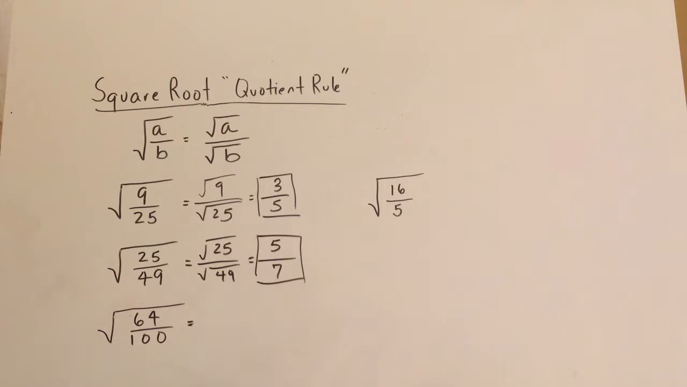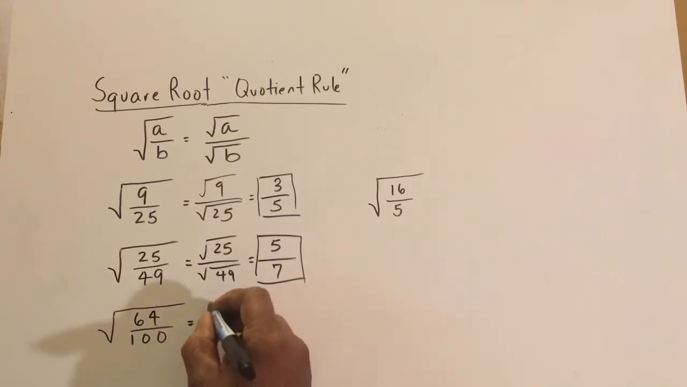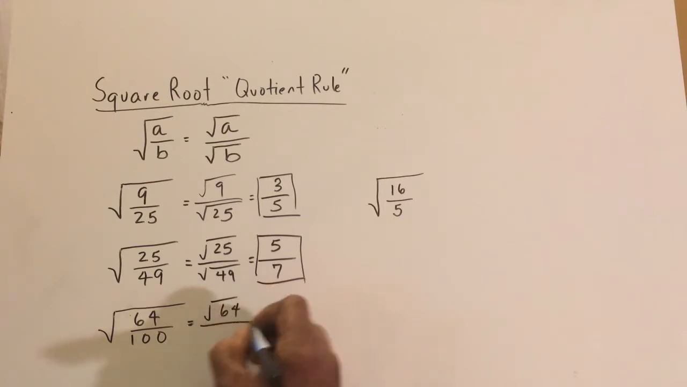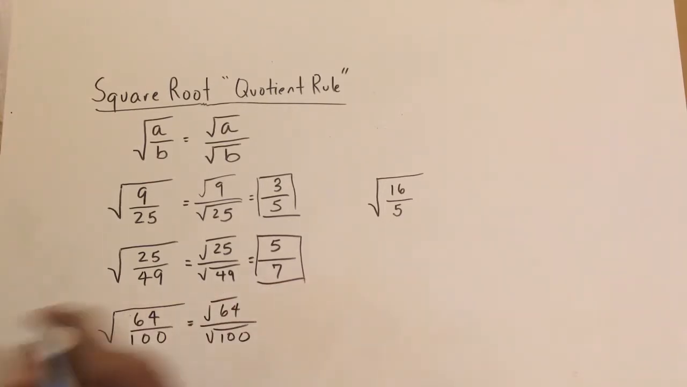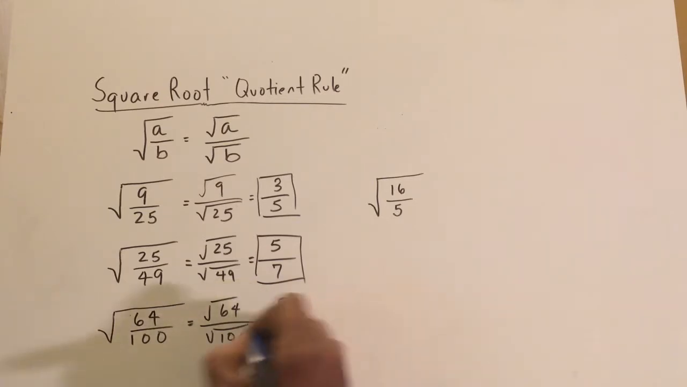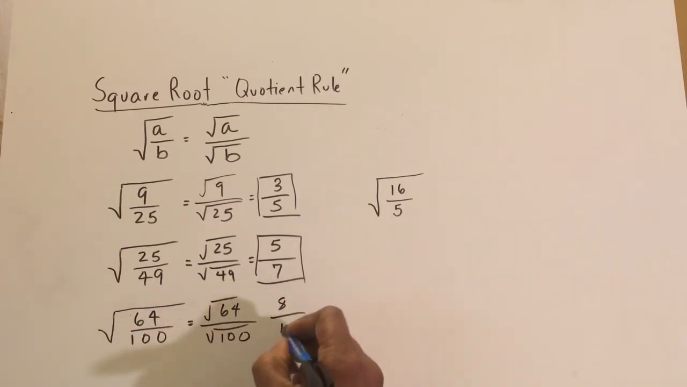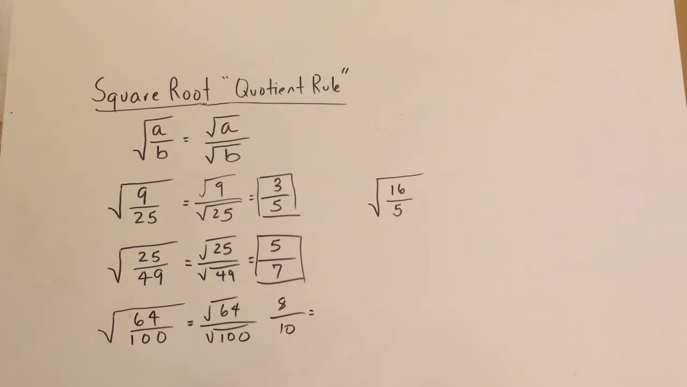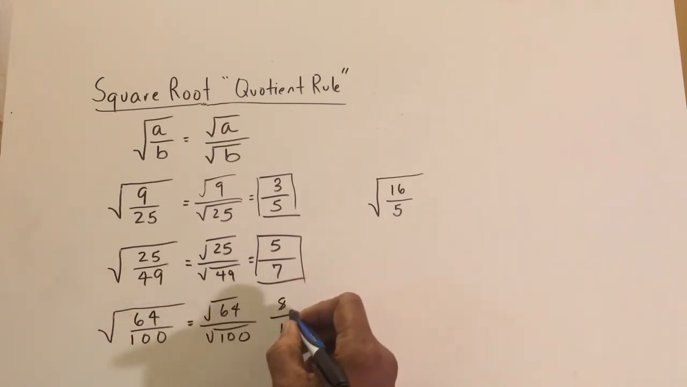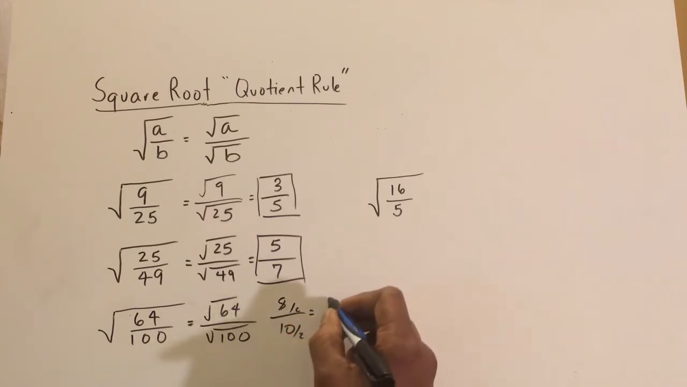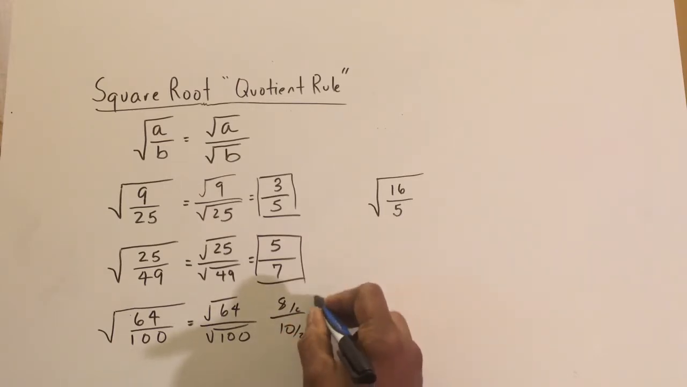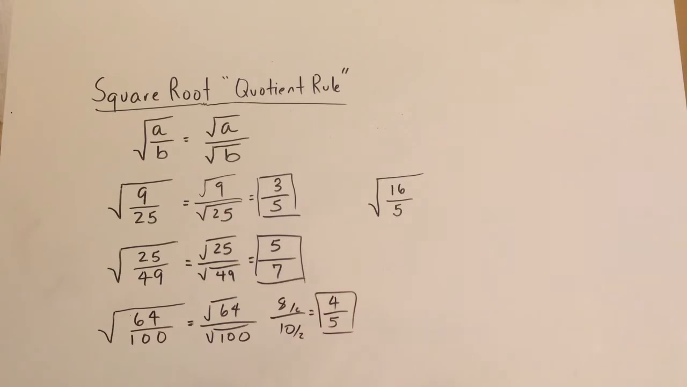Now let's take the square root of 64 over 100. We simplify by writing the square root of 64 over the square root of 100. Now the square root of 64 simplifies into 8 and the square root of 100 simplifies into 10. But we can go one step further because 8/10 has a common factor of 2. So we can divide both of these by 2 and we'll get 4/5. So the square root of 64/100 simplifies into 4/5.